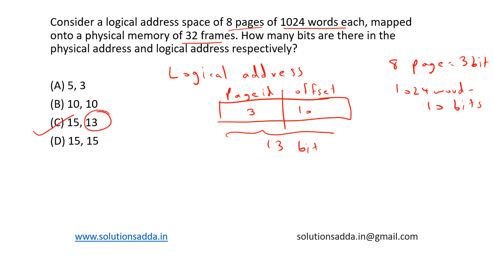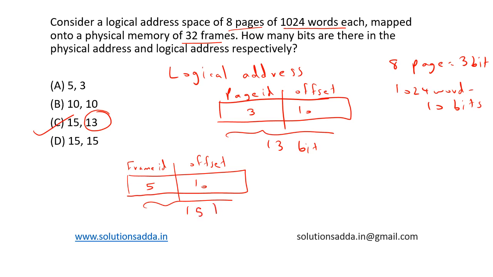But now let's find out the physical address also. The physical address is also split into two parts, that is the frame ID and the offset. Now since the page size is the same as the frame size, we have 10 bits to access the offset, and for 32 frames we can have 5 bits. So in total 15 bits for physical address. So option C is the right answer here.